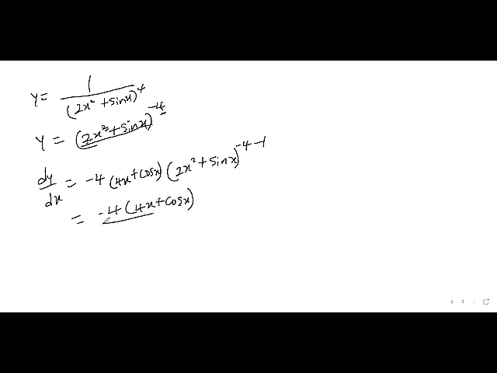Then in indices, I don't want negative power. This power is minus 5, so I'll bring it down so that the power becomes positive. So I have 2x squared plus sine x raised to power plus 5. And that will be the answer.